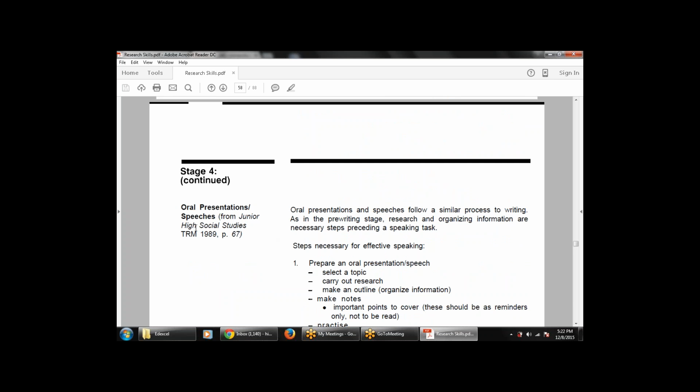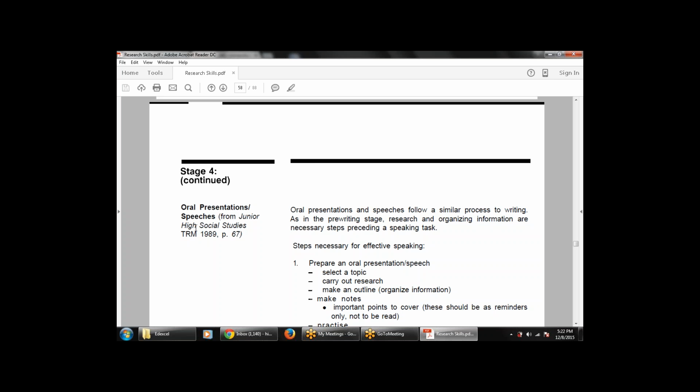A student, an employee, or a teacher should give an oral presentation or speech among themselves, and each one gets ideas from it. Oral presentations and speeches follow a procedure similar to writing: the pre-writing stage, research, organizing information, and the necessary steps that precede a speaking task. Whatever steps are necessary for effective speaking apply to oral presentations and speeches.